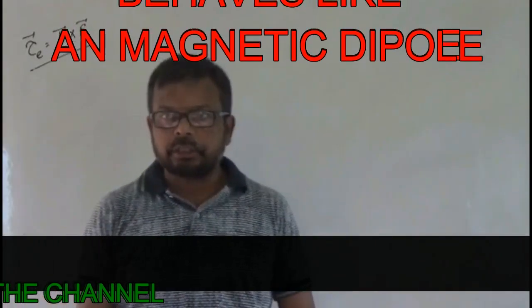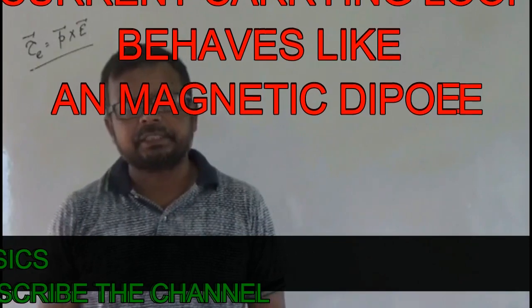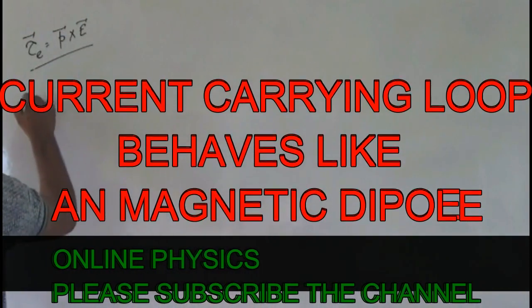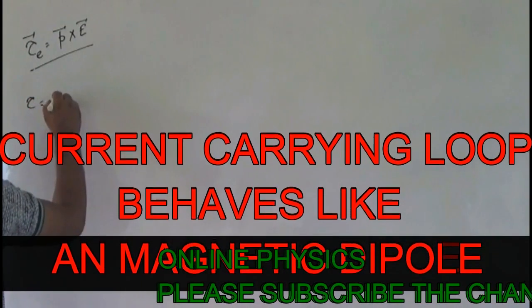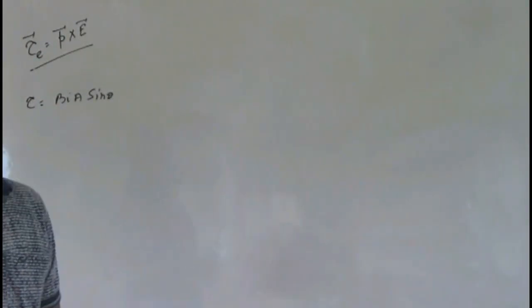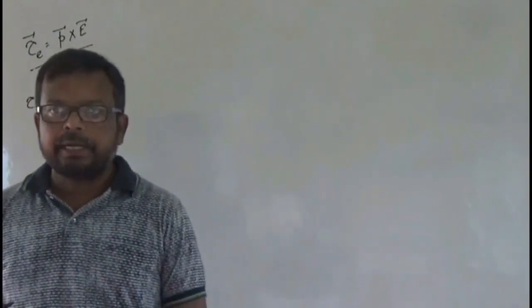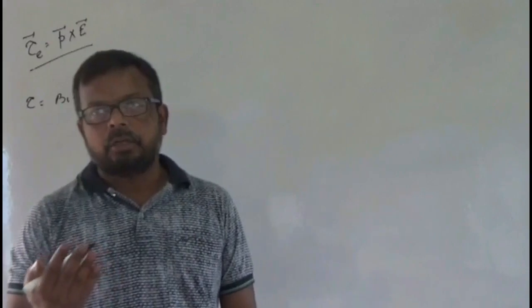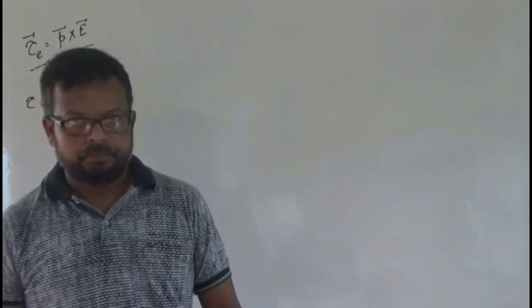We have deduced an expression for the torque acting on a current carrying loop placed in a magnetic field. Torque tau equals BIA sin theta. That was the expression, right? Where I is the current flowing through the loop, A is the area of the loop, and theta is the angle between the magnetic field strength B and the normal to the plane of the loop.